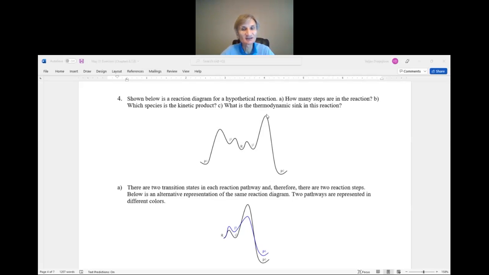There are 2 transition states for one reaction pathway, also 2 for the alternative. So there are only two transition states. So the reaction has 2 steps, 2 reaction steps.